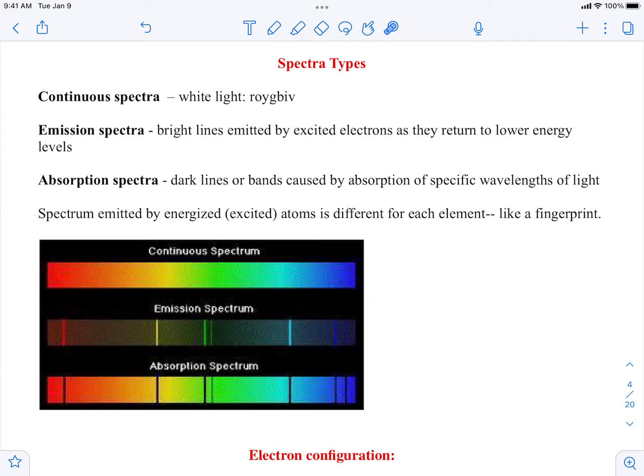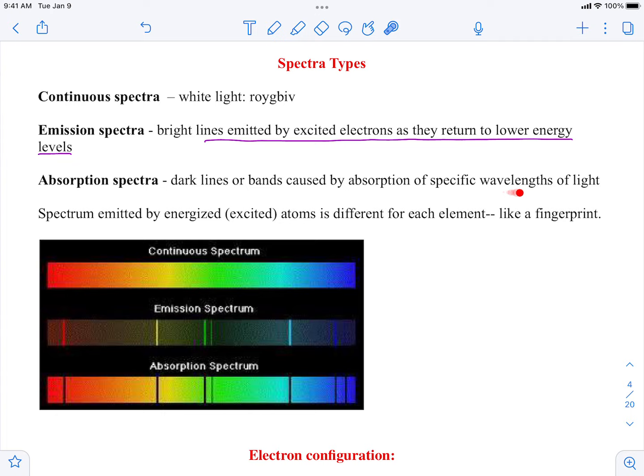Okay? Emission spectra is what we just described. It's light that's emitted by excited electrons after they fall back down to their lower energy levels. Just like what we calculated in hydrogen, when the electrons, after they've jumped up, when they fall back down, their individual transitions correlate to different wavelengths, and those wavelengths might be visible. Okay? And then absorption spectra. So absorption spectra is kind of the opposite.